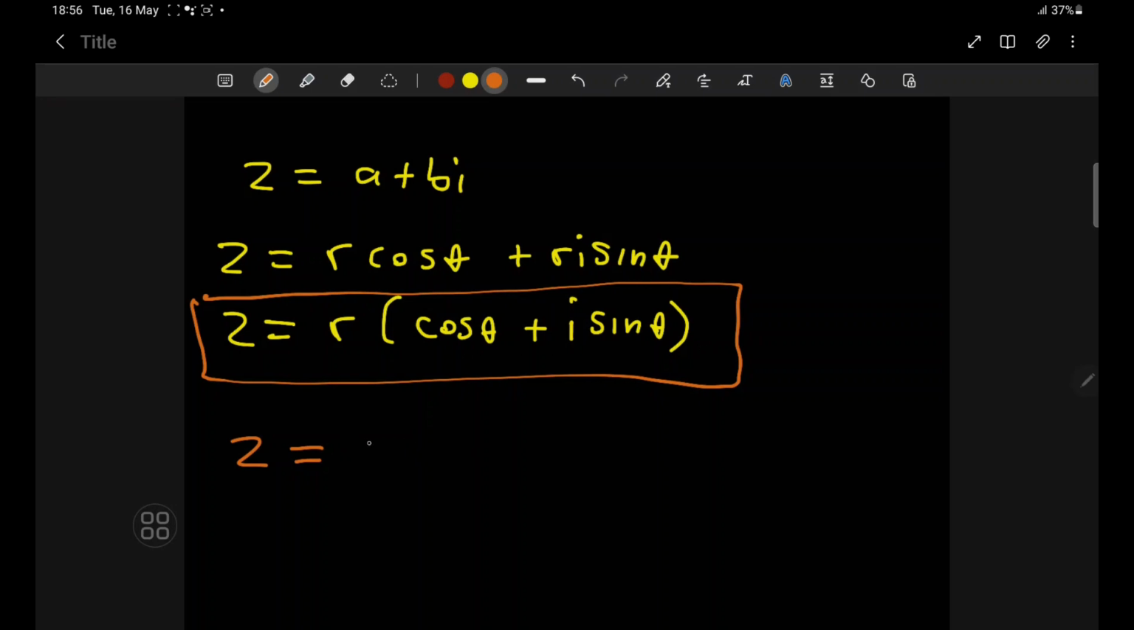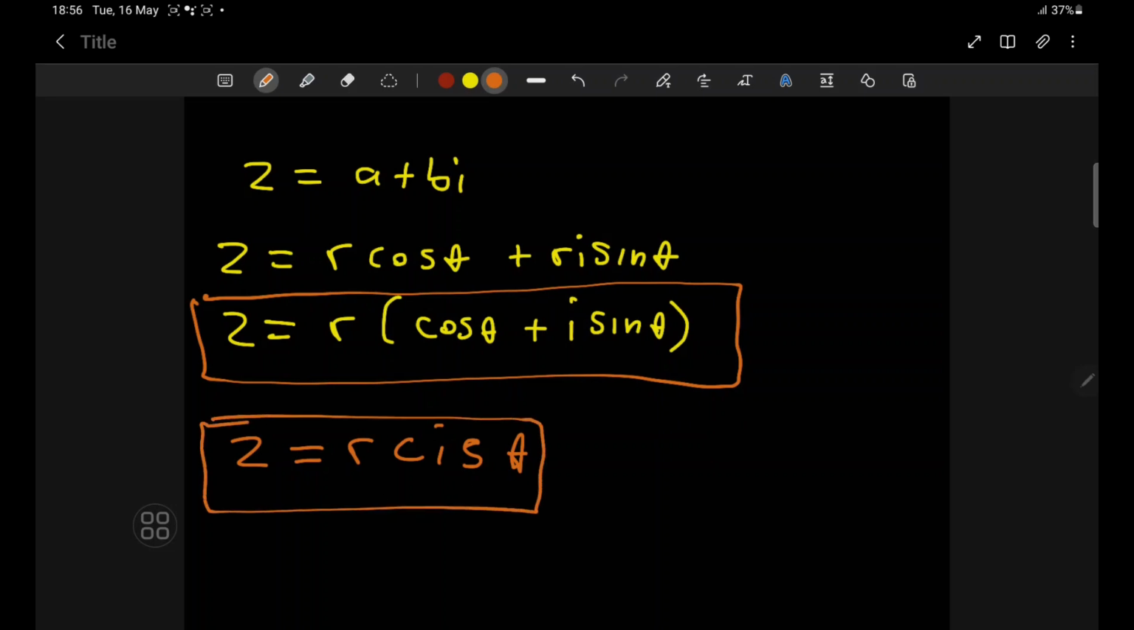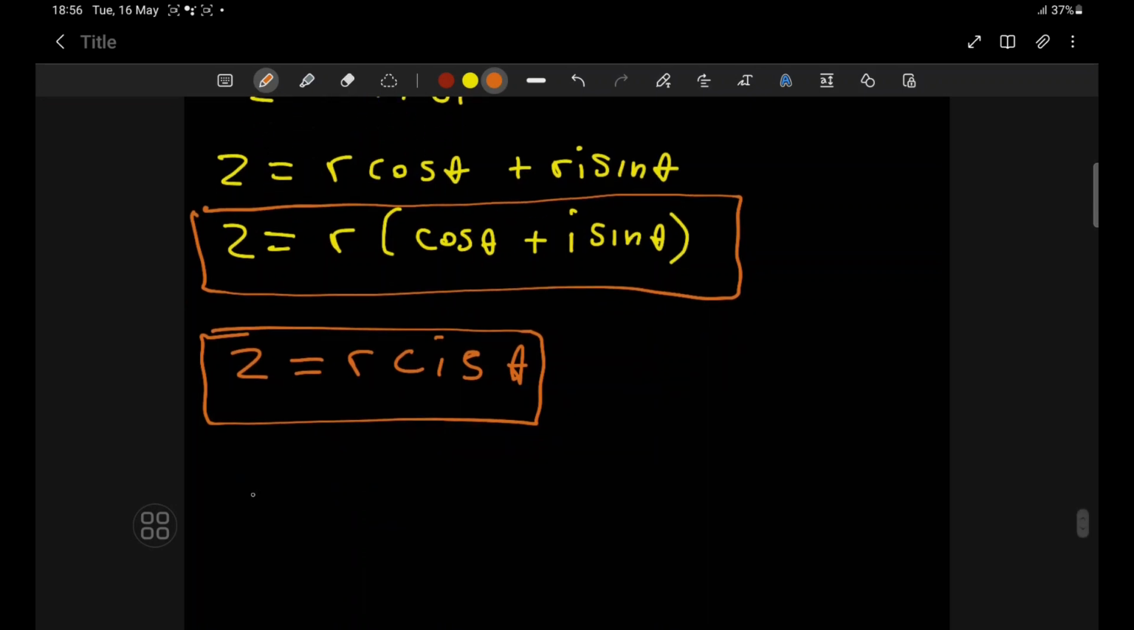In some instances, you find they've abbreviated this form to r cis theta. C is for cos, then s is for sine. So this presentation is also just fine. So this is also the polar form or the trigonometric form of a complex number. Then theta is called the argument.